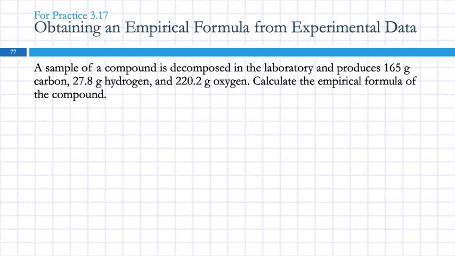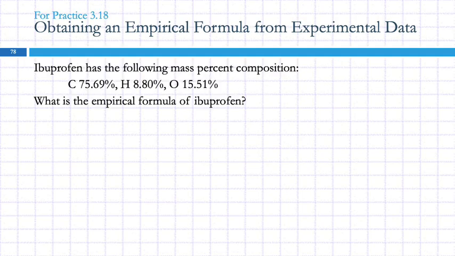So we're going to do an example. I'm going to skip that one, but I'm going to do this one. Ibuprofen, here it is again, has the following mass percent composition. What's the empirical formula? So the first step is to find the masses of the elements. They didn't give us the masses, they gave us the percentages. So we're going to choose 100 grams, because if I have 100 grams, then 75.69 grams is carbon. So I just take those percentages and I write them down as grams.